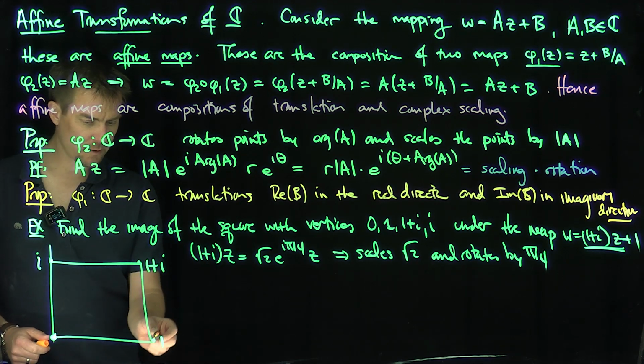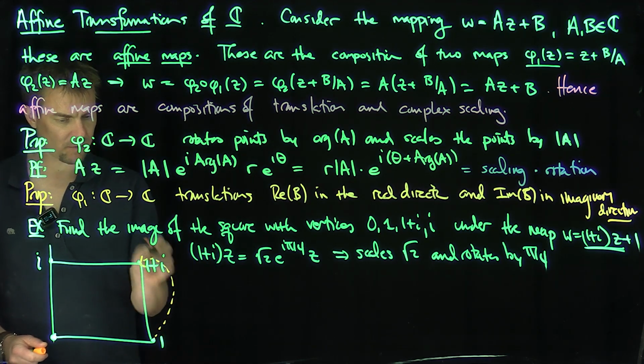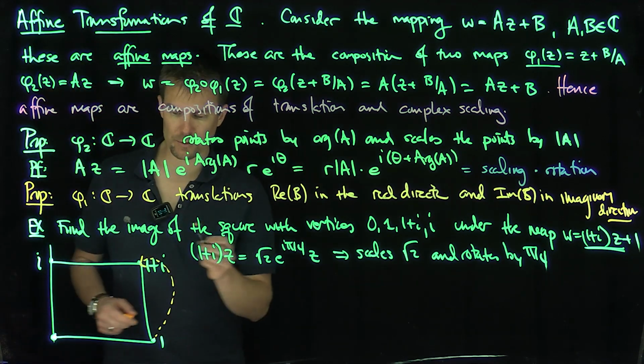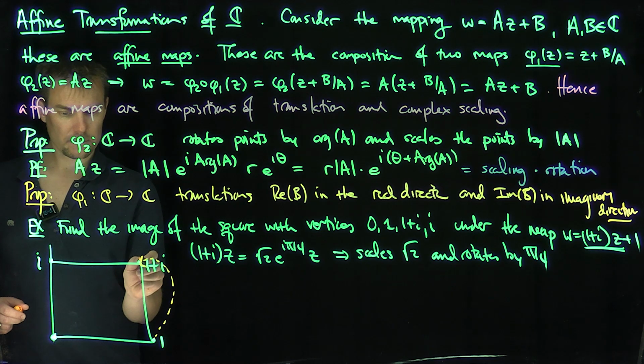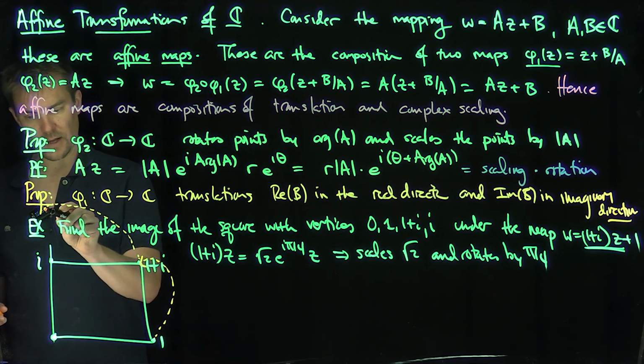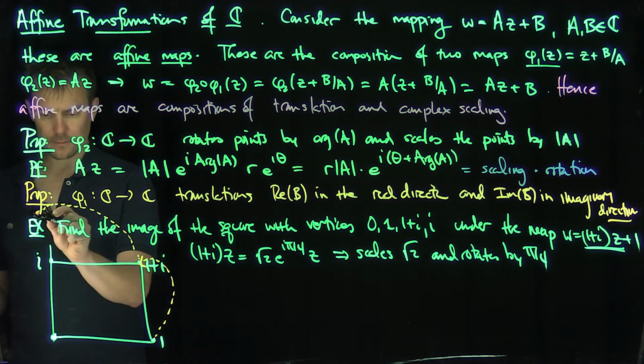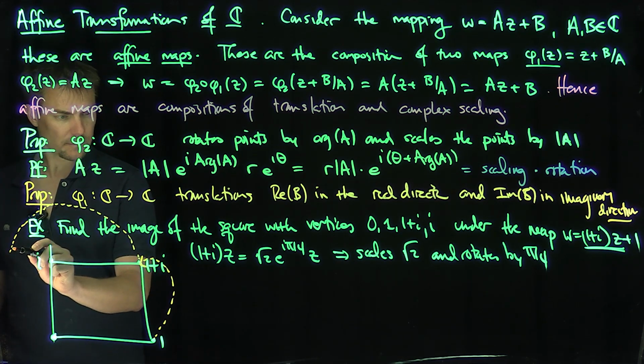So this 1 is mapped over here, right? The 1 plus I is going to go to what? The 1 plus I is going to go to 2I, right? Like that. The I is going to go to what? The I is going to go to negative 1 minus I. Negative 1 plus I, rather, like that.